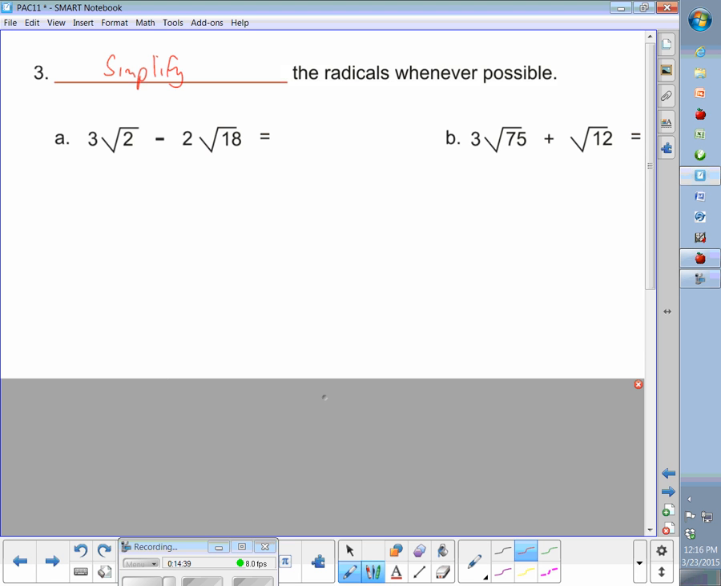Oh, I'm adding radicals. I need like radicals. I don't have like radicals. But can I simplify anything? And now we're back to the last lesson. What's the square root of 18? Isn't that a 2 times 9? You can do that. Go ahead and do that in your notes. Isn't 18 a 2 times 9? Can we now simplify that square root of 18? Yeah. Can't we take the square root of 9?